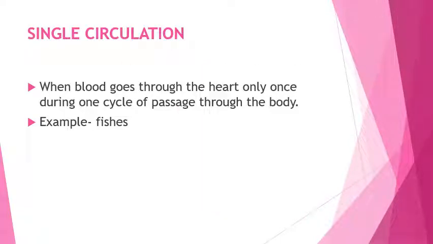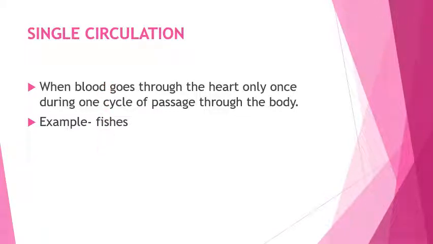So this is a very simple definition of single circulation, which is seen only in fish, because fish have a two-chamber heart and there is no particular separation of oxygenated and deoxygenated blood. When the blood goes through the heart only once during one cycle of the passage through the body, such type of circulation is known as single circulation. The example is fish.